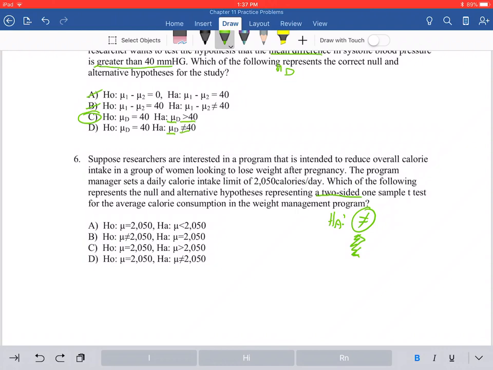So it has to have a not equal to sign. And if you look just out of all the possibilities given to us, well, we know, like I said, it has to be the not equal to sign. So there we go. There's your correct answer.